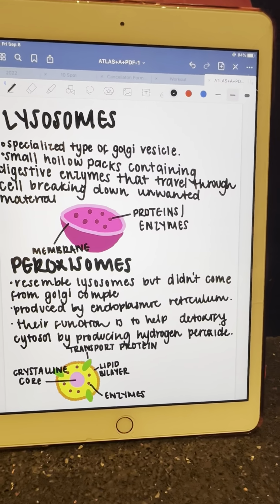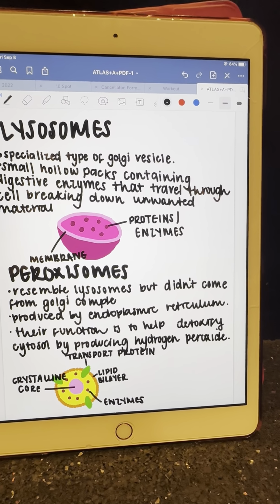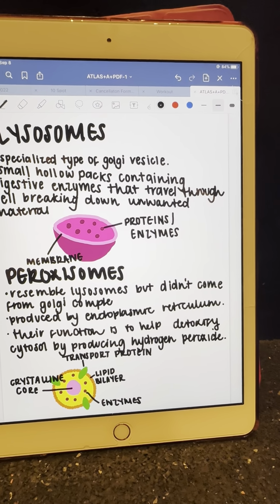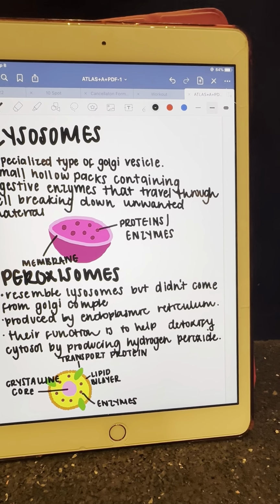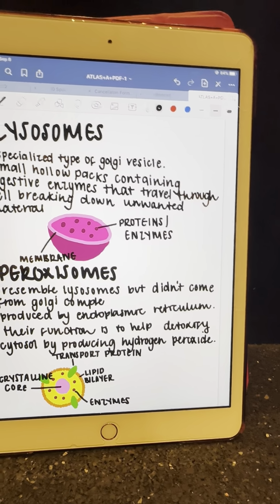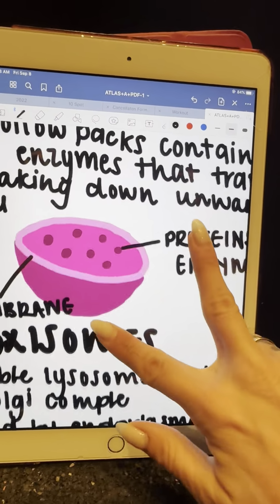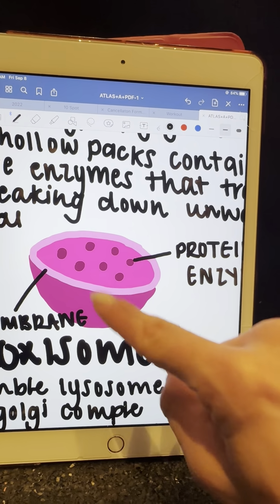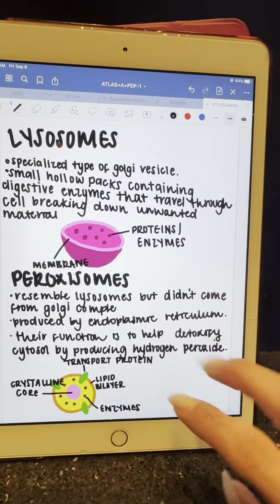Lysosomes are a specialized type of Golgi vesicle, and they contain digestive enzymes that travel through the cell, breaking down unwanted material. So you can see here that they use enzymes to do so. These enzymes are what's going to eat away at the unwanted material.